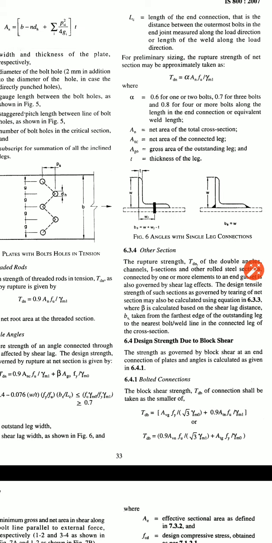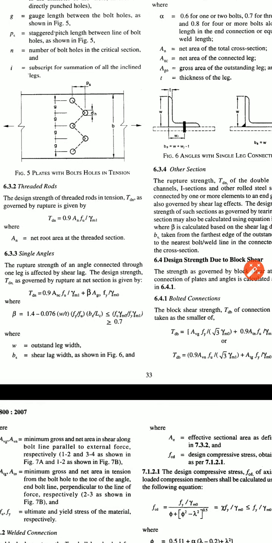So the outstanding leg width is w. For 90 into 60 into 10, the size of the outstanding leg is 90. You have to substitute that as w, the outstanding leg width, where t is the thickness of the angle section, 10 mm. And fy by fu, the yield stress and ultimate stress, will be given in the data.